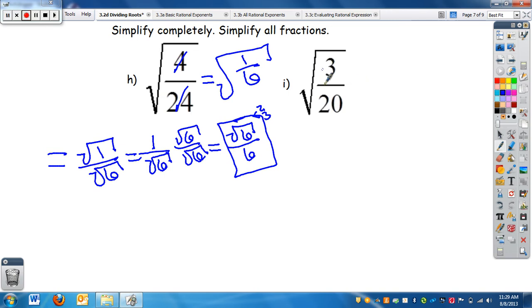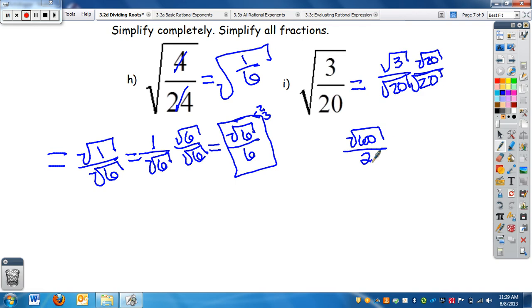So in this next one, I check to see if my fraction simplifies. 3/20 does not simplify. Alright, so then I can split it. It's root 3 over root 20. So I can multiply by root 20 over root 20. Well, that is root 60 over 20.